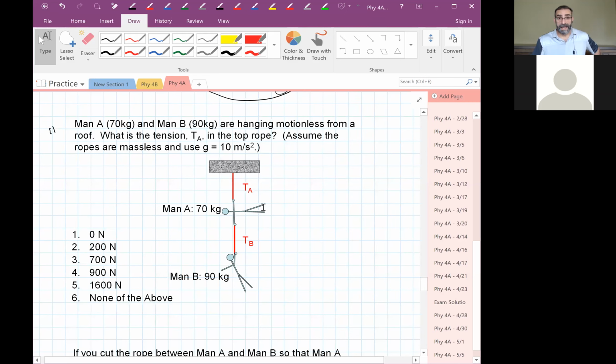We've got these 2 guys hanging from ropes, A and B. B is a little heavier. Motionless from a roof. What's the tension in A, the top rope? Use g as 10 so you can do the math in your head.